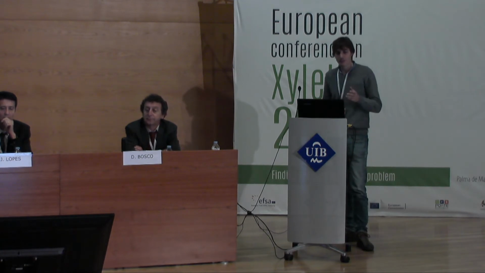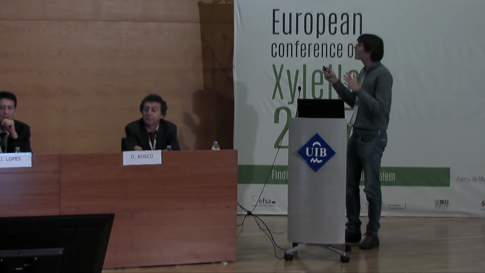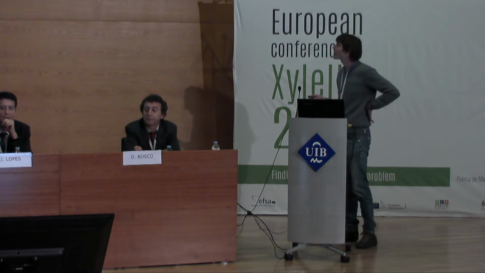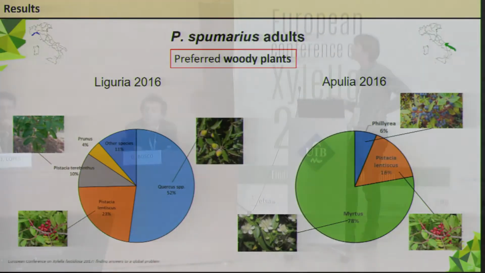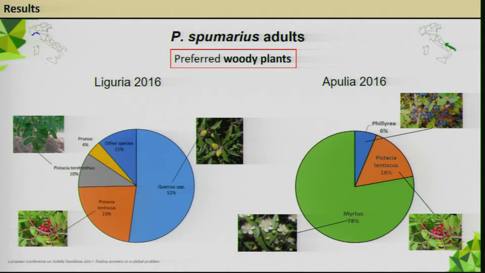About the preferred woody plants of Philaenus spumarius adults, the wild woody plants, we observed a clear preference for oaks and lentisk in Liguria and for myrtus and lentisk in Apulia. But this is really dependent on the plant communities found in these different regions. That is clearly quite different.